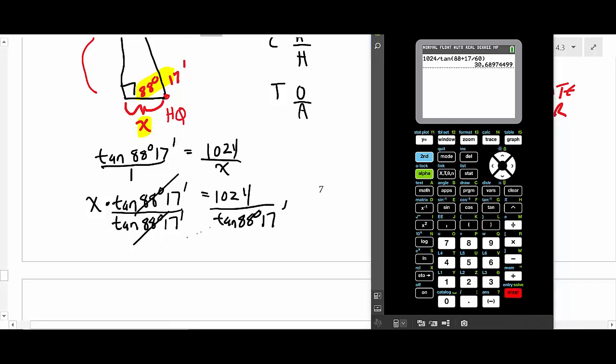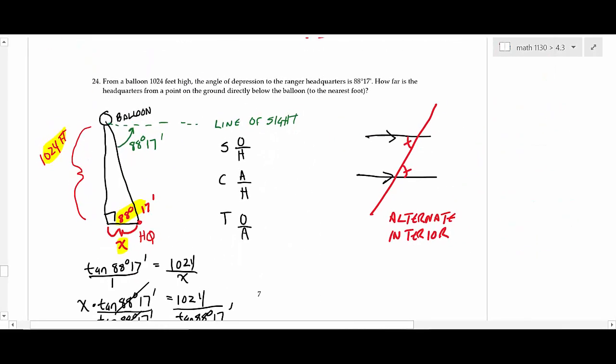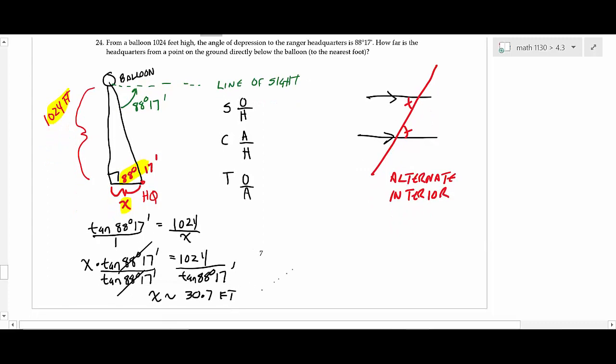Then we can round that maybe to 1 decimal. I don't know what the word problem says, but I'm just going to round this to 30.7, and then that would be feet. Everything in this problem was in feet. It said to the nearest foot, so I guess we would take that to 31 feet. So there's your answer to your problem.